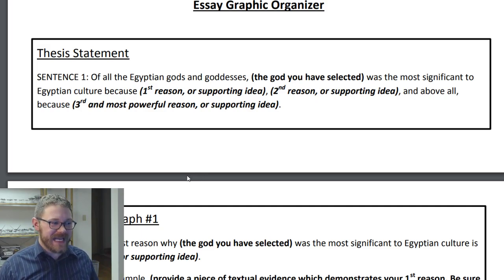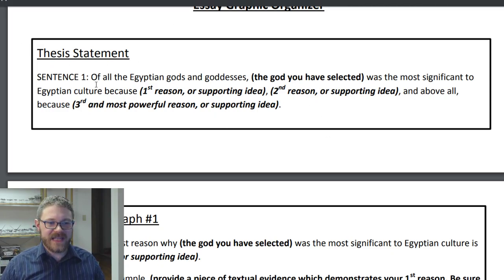Here I'm going to give you sentence starters to start you on the way, so you can't miss any, all right? So in your thesis statement, you're going to say, of all the Egyptian gods and goddesses, this is where you'll fill in the god you've selected, was the most significant to Egyptian culture because you'll have a first reason, a second reason, and then a third reason.